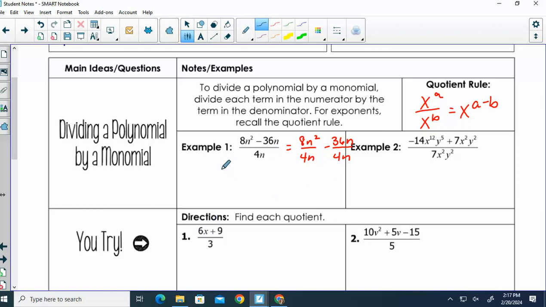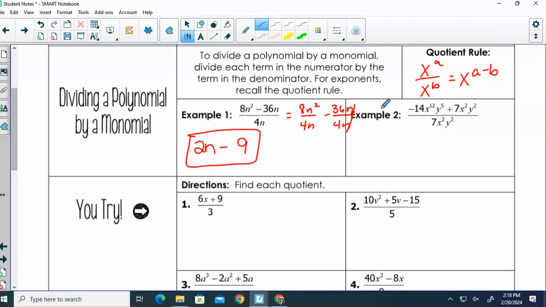So if I say 8n squared divided by 4n, what would that give me? 2n, because you subtract those exponents. Minus 36n divided by 4n. 9. And what's going to happen with those n's? They're going to cancel out, and they're gone. And that's our answer. So we are just dividing.